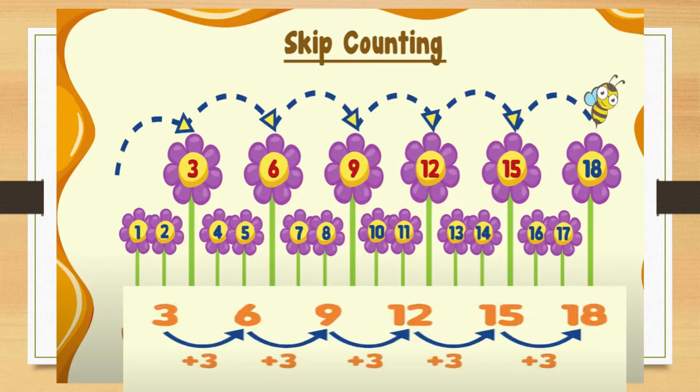Yes, she added 3 to each number, and the first number where she had landed is 3. So when she added 3 to 3, she got 6. Then she added 3 to 6 and she got 9. And she landed on ninth flower. Then again she added 3, she got on 12th. Then again she added 3, she got on 15. And then she again added 3 and she got on the 18th flower.